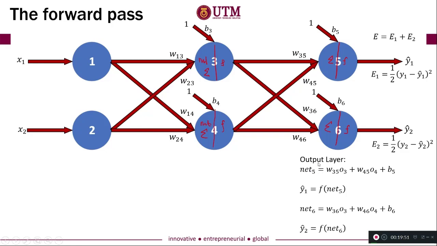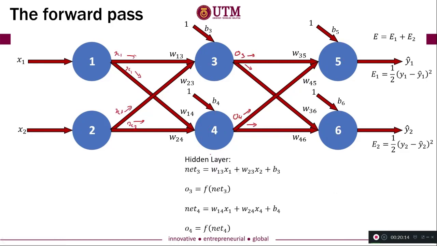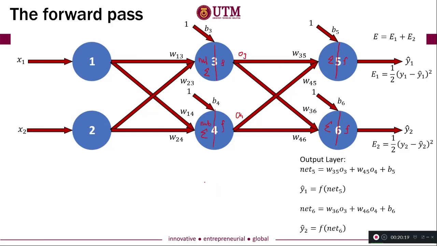So to find net 5 is W35 multiplied with O3. Remember this is still O3 there. This is O4. So that's why you develop this one. You can see that first we compute this stage, the hidden layer expression, then we compute the output layer expression. So you can see the process is going in that direction. That's why they call it a forward pass.